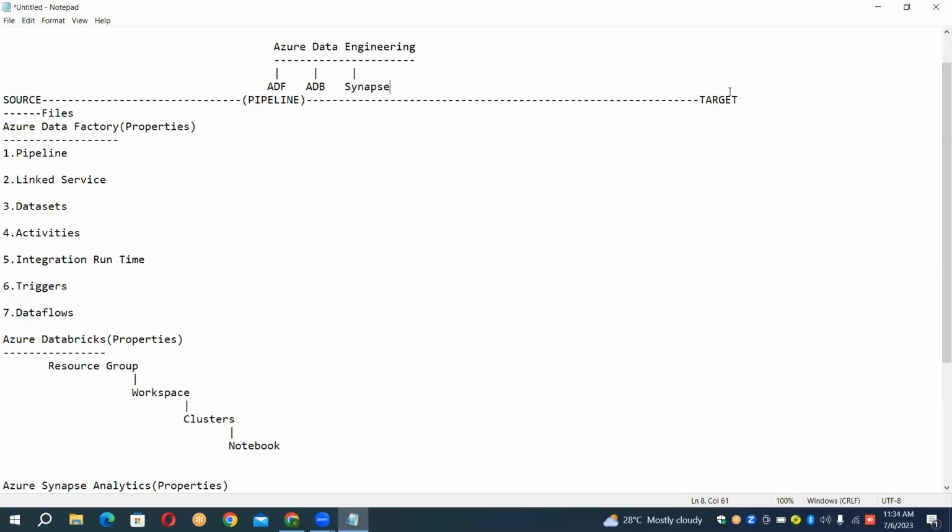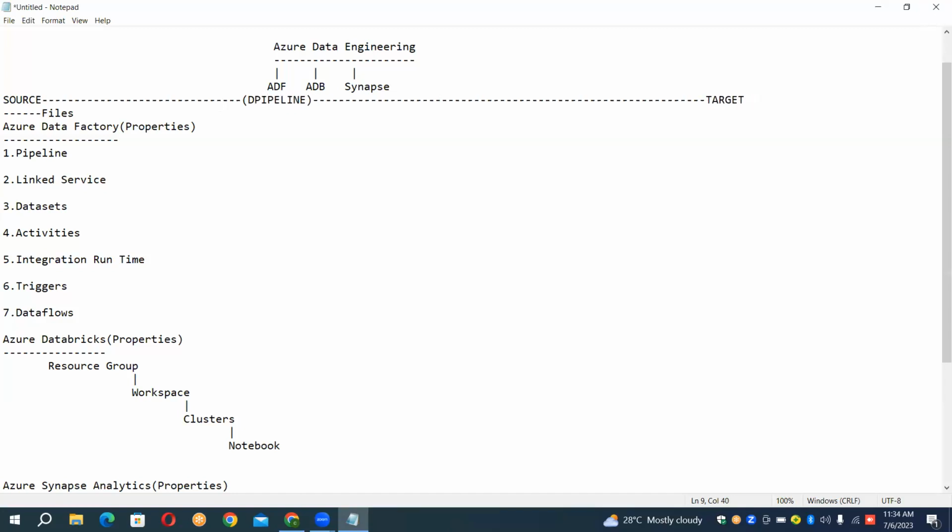So hence, this is called as what? Data pipeline. Hence, this is called as data pipeline.